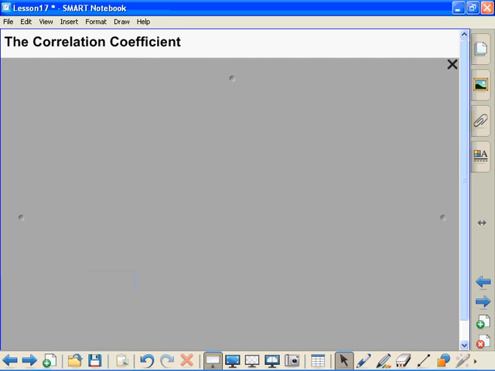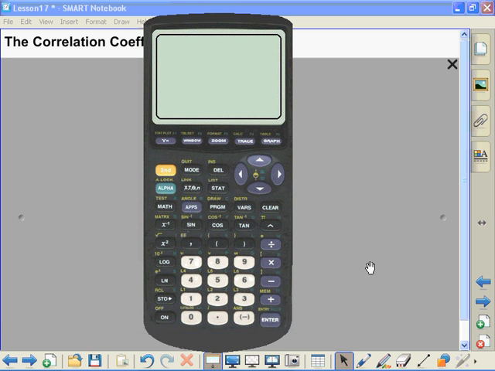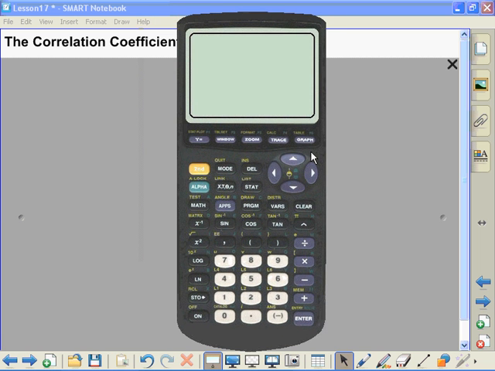All right, for this next segment, you will need to have a graphing calculator. On my website, under this lesson, Lesson 17, there is a website that will direct you to download the emulator. And the emulator looks like this. I'm using the emulator. This is the one I use on the computer.